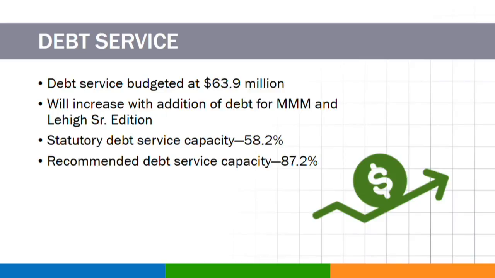What's important to note here is the statutory debt service capacity. Basically, 58.2% is where we are currently. State statute says you can go up to 75% of your capital outlay millage. So we are at 58.2%. Our board policy is being at 50% of our capital outlay millage. So that is the second percentage, the 87.2. So we are at 87% of board policy currently. Those will continue to go up as we borrow more.